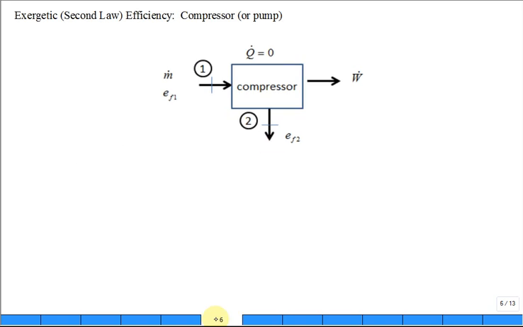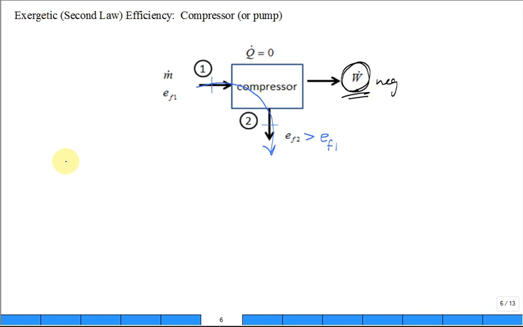Same idea for a compressor or a pump. Now, this time, this is going to be a negative. It's going to go into the fluid stream. So EF2 will be greater than the flow exergy coming in. Right? That's a compressor or a pump. More energy is going into the fluid stream. So, and this will be a negative quantity.